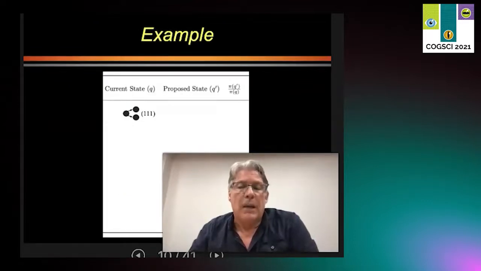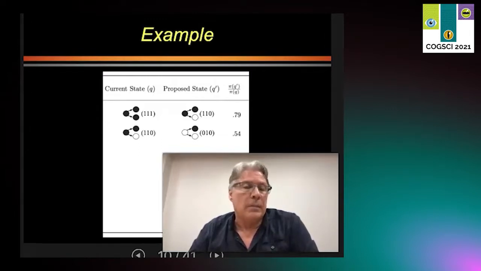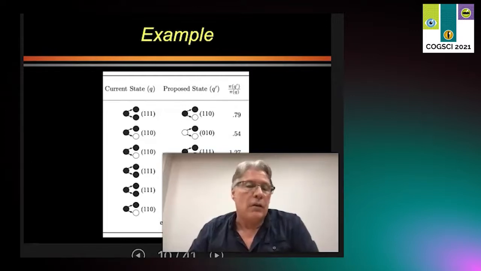Here's an example of a chain of samples generated by the Metropolis-Hastings rule. Suppose that sampling begins at the 111 state, the state in which all variables are present, and suppose that state 110 is proposed as the new state. We compute the ratio of the likelihoods of the two states, which gives us the probability of moving to the proposed state. In this case, we accept the proposed state, and so it becomes the new current state. We now repeat this process, proposing a new state and computing the probability of accepting it. In this case, we don't, and so the current state is retained as the next state. And this process continues until a sampling chain of the desired length is acquired.